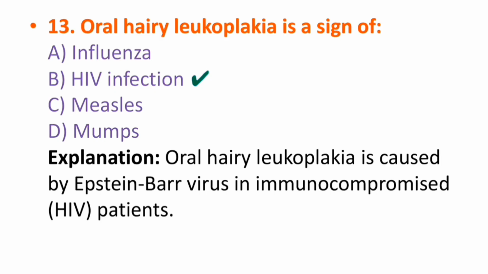Oral hairy leukoplakia is a sign of option A influenza, option B HIV infection, option C measles, option D mumps. The correct answer is option B. Oral hairy leukoplakia is caused by Epstein-Barr virus in immunocompromised patients.